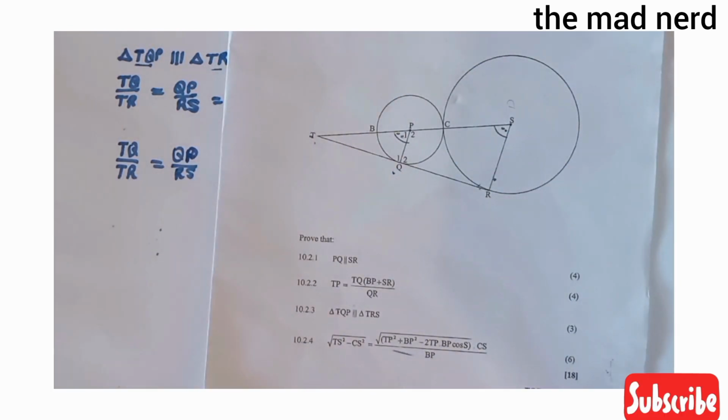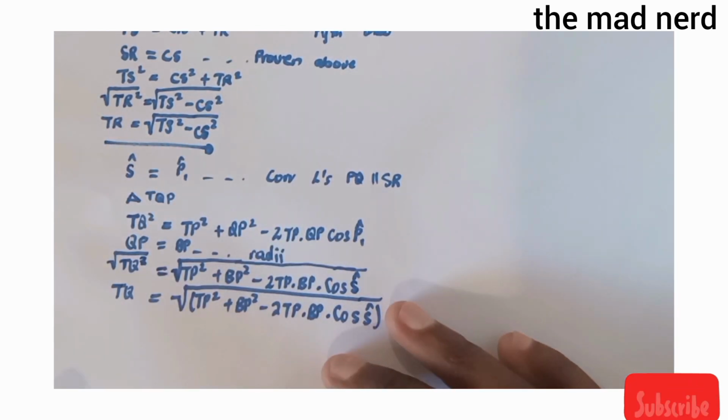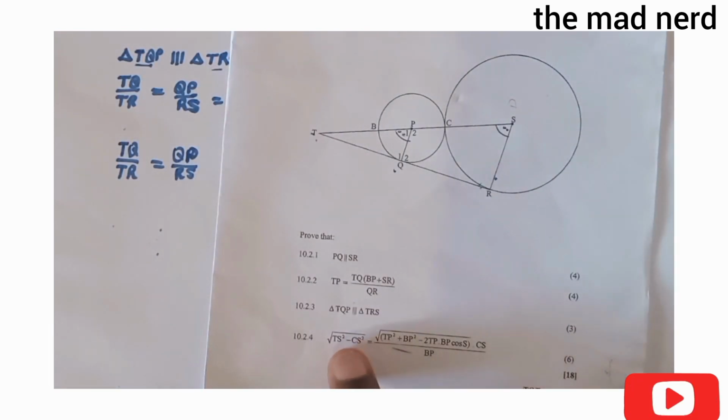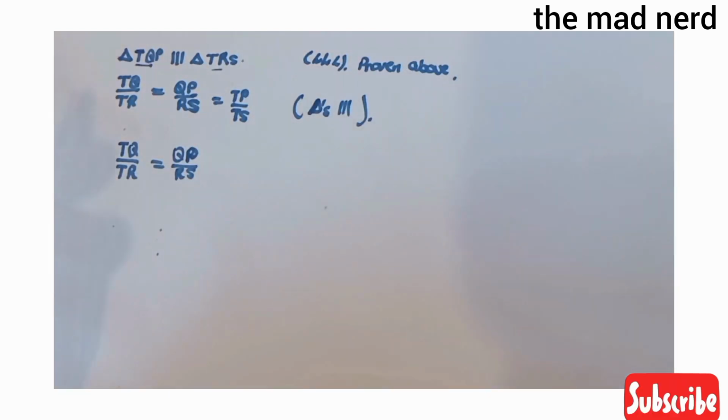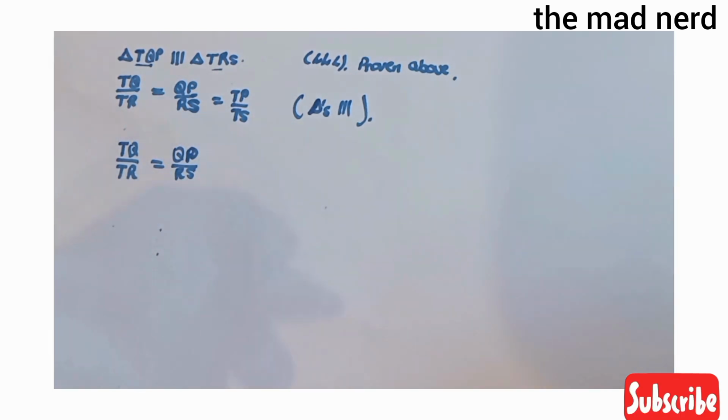And now what you can just do is try to find, since over here we have a side that is TR, TR is equal to this, and over here this one you can replace with TR. It means that let's try to make TR the subject of the formula.